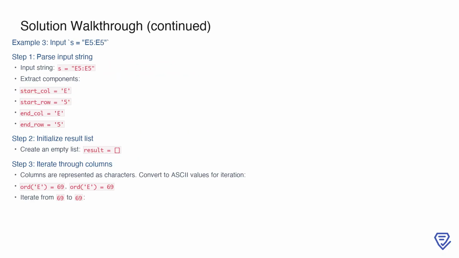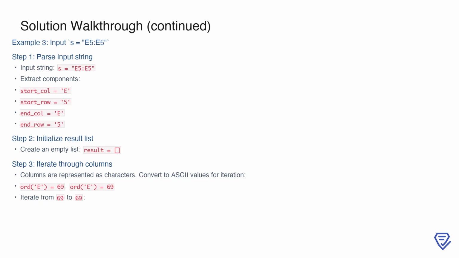In the third example, the input string is S equals E5, E5. Parsing the string, we find that start_call is E, start_o is 5, end_call is also E, and end_o is also 5. This means the range consists of just one cell. As before, we initialize an empty list called result to store the output. Converting the column letter E to its ASCII value, we find that both the start and end columns are 69.